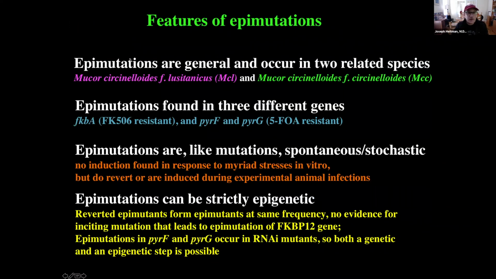So I want to summarize that epimutations are general and occur in 2 related species. They've been found so far in 3 genes. They can be, like mutations, spontaneous and stochastic. And they can also be strictly epigenetic. If we take one of those FK506 resistant epimutants, let it revert, and select epimutants again, they occur at the same frequency. It's 30% of the population. So we think that it's strictly epigenetic. But as I mentioned, for the pure F and pure G epimutants, those occurred in an RNAi mutant background as a genetic helping hand. And so you can envision pathways that have both a genetic and then an epigenetic component occurring as well.